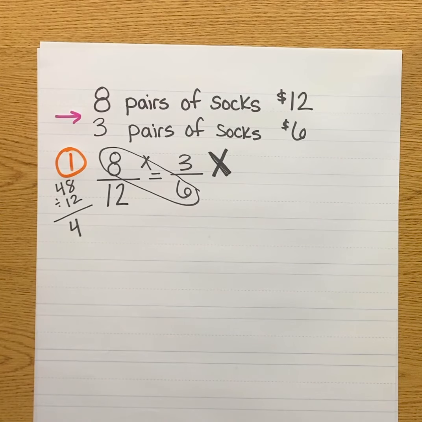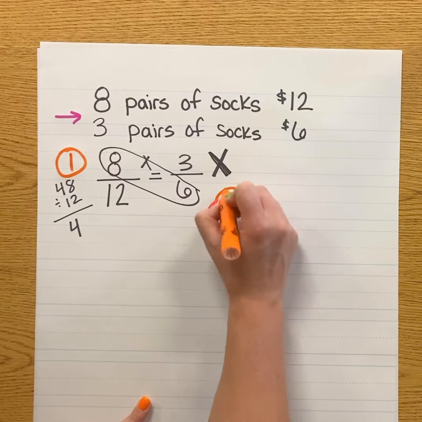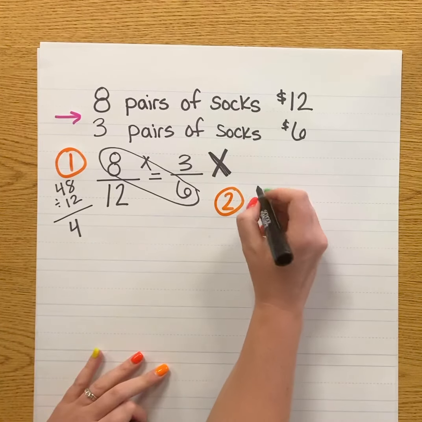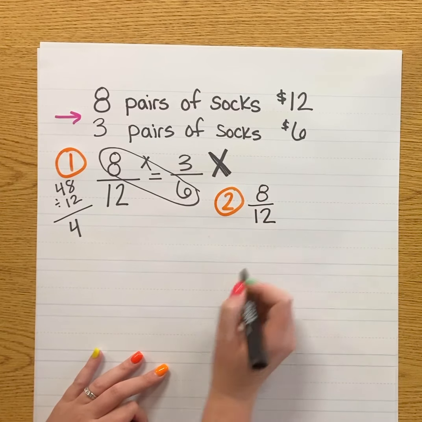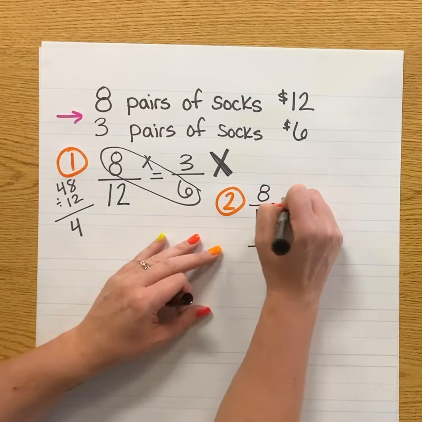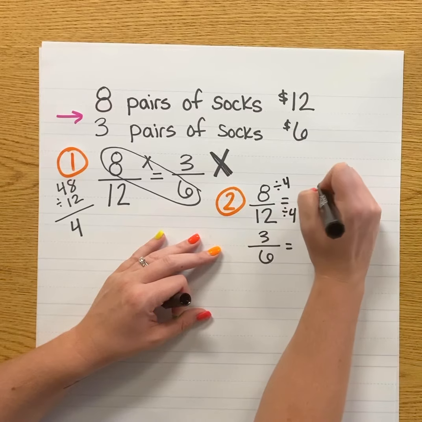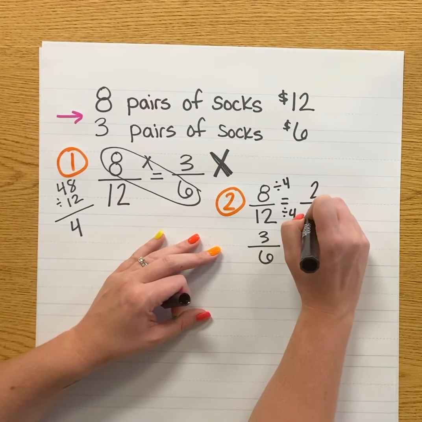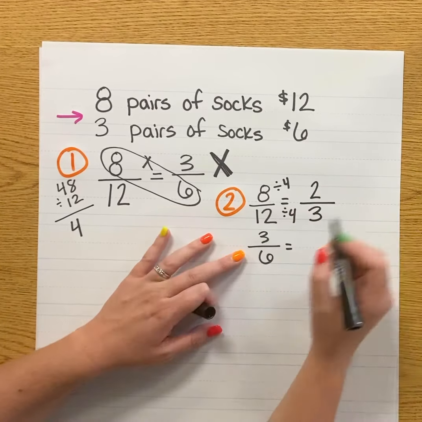Okay, we're going to do the second strategy as well. 8 over 12, 3 over 6. Again, I'm going to simplify with the greatest common factor, which I know here is 4. 8 divided by 4 is 2. 12 divided by 4 is 3. Down here, greatest common factor is 3. 3 divided by 3 is 1. 6 divided by 3 is 2. They do not have the same value. They're not equal. This is 2/3 and this is 1/2. So these are not equivalent ratios because they're not equivalent fractions.